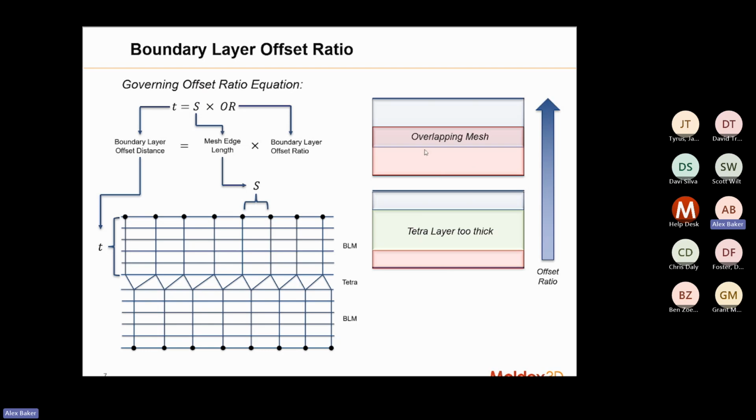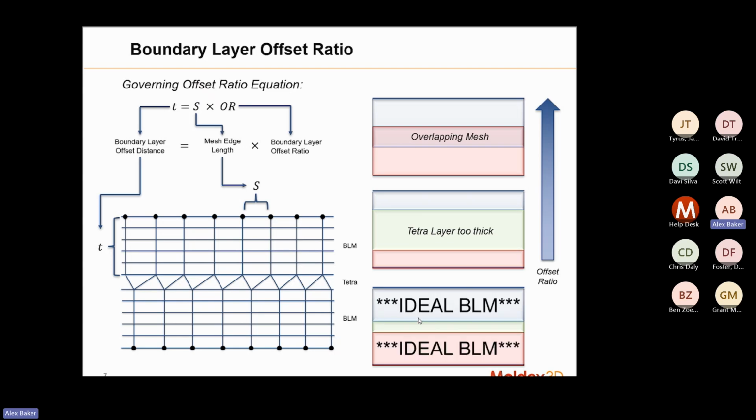This actually used to be a big worry for us and used to be a value that we would have to iterate quite extensively. But in more recent years, we've implemented an algorithm that automatically dials back this overlapping mesh situation. It dials back the boundary layer offset distance automatically so that there's a minimum tetra layer kind of like this, which, as you can see, looks like the diagram that we've been working off so far. And that's because that's the ideal BLM.